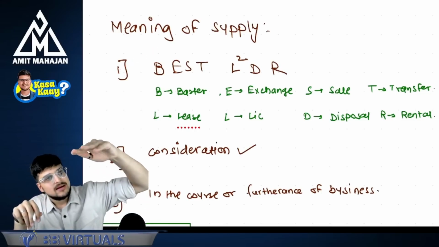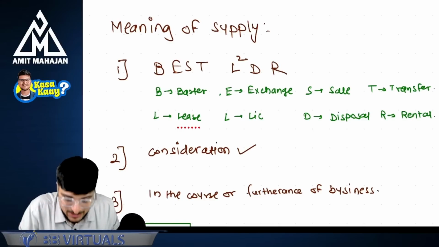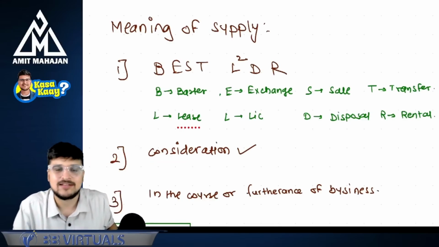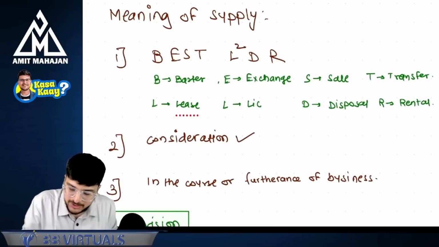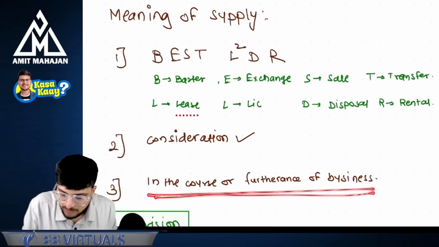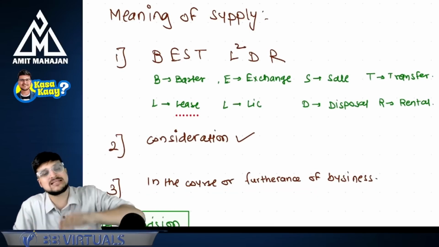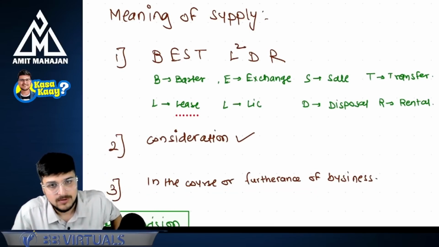The second point is there has to be some kind of consideration. And the third point is it should be in the course or furtherance of business. I should be having a business of selling that particular thing.